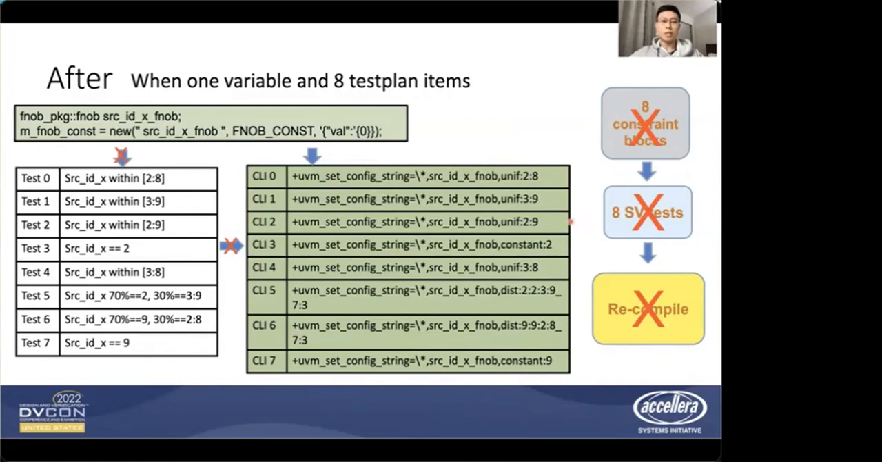And the beauty of that is all the command line variables are applied in the simulation phase, which means no recompile is needed. So you see the benefit here. We eliminate a huge amount of coding and we eliminate the recompile time. So looking at this, you must be wondering, what is Fnob?